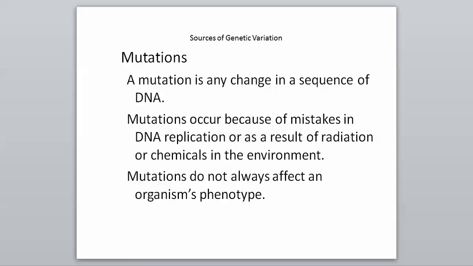So we talked about all the A's and T's and C's and G's that go along with DNA, and so a mutation is just any time any of that gets changed, and they can occur because of mistakes in DNA replication, so DNA making a copy of itself, or it can be a result of radiation or chemicals in the environment. So actually, remember we talked about in one of our previous chapters, UV radiation was very harmful, and that is actually a source of mutations, is radiation.